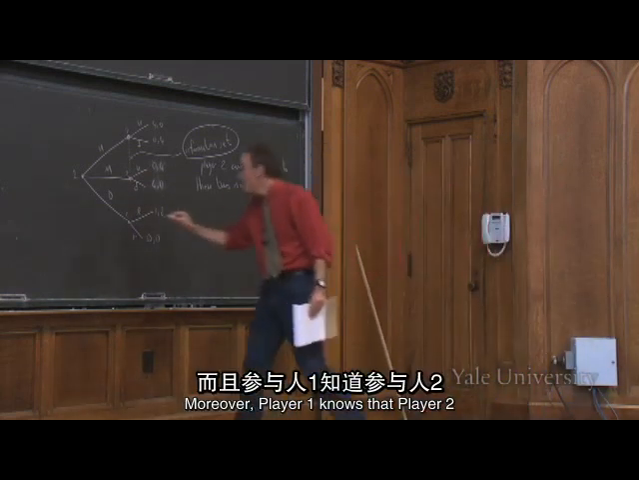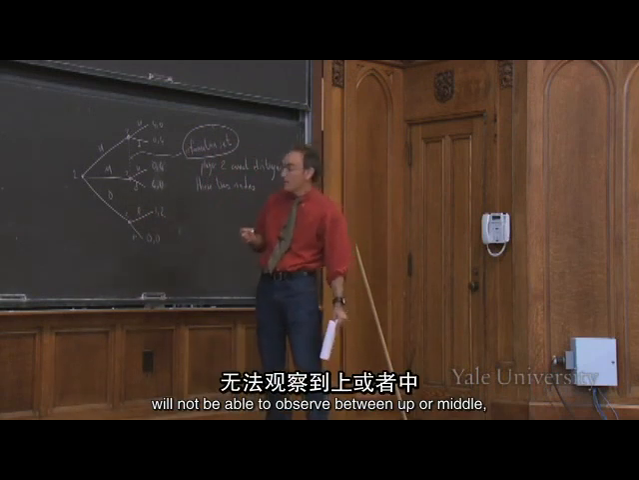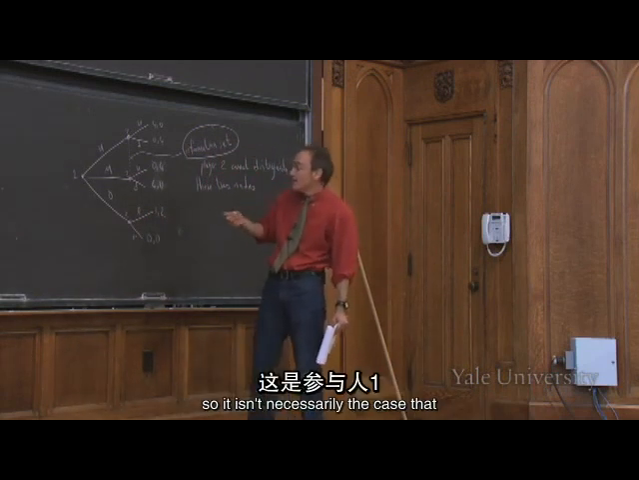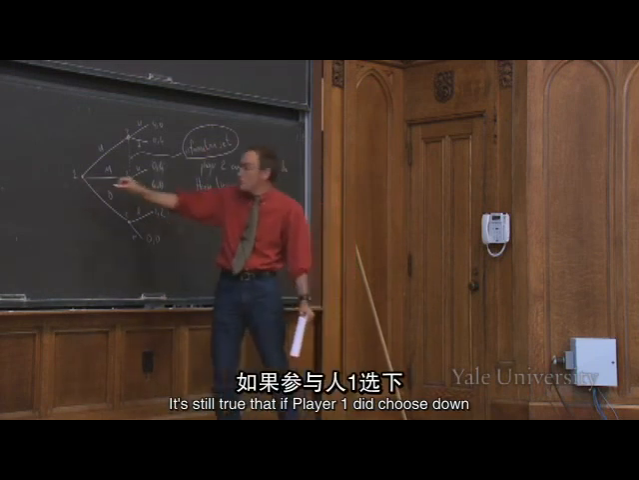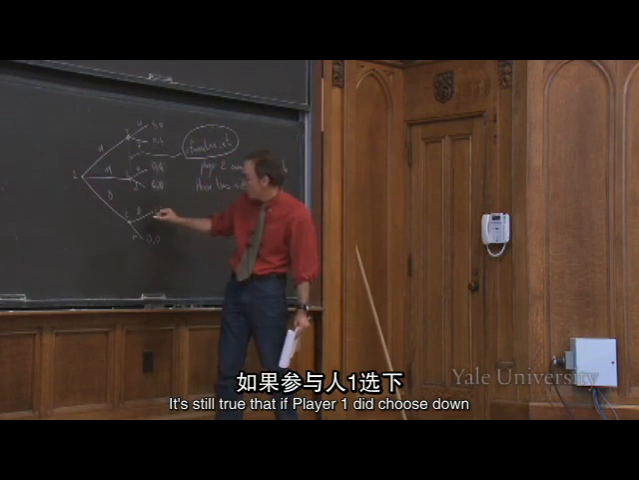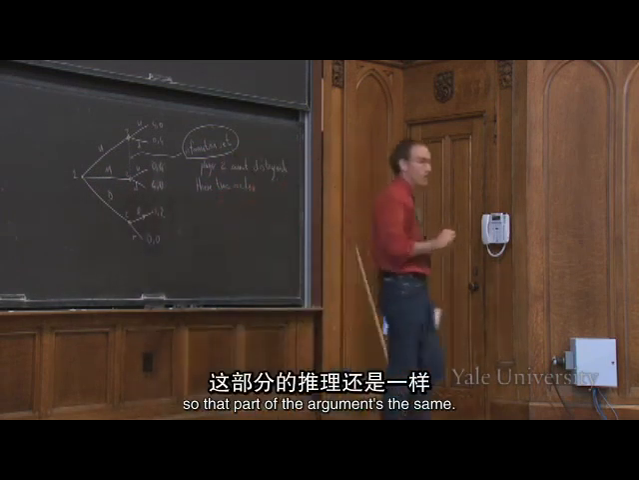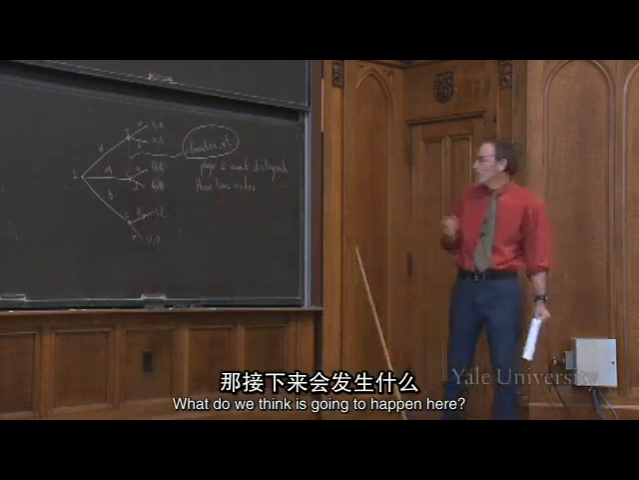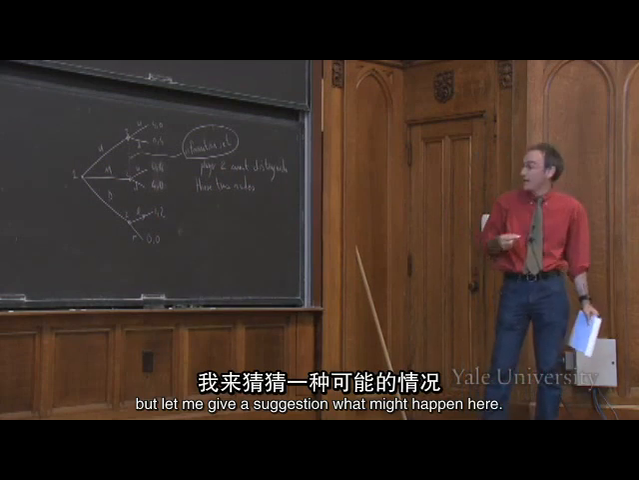Moreover, player 1 knows that player 2 will not be able to observe between up or middle, so it isn't necessarily the case that player 1 will want to choose down anymore. It's still true that if player 1 did choose down, that player 2 would be able to observe that and will choose left. So that part of the argument's the same. What do we think is going to happen here? Well, we don't know, but let me give a suggestion what might happen here.